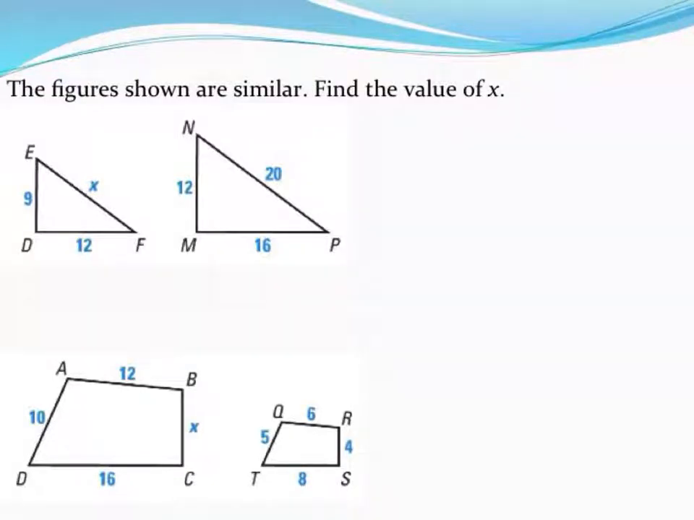We're told that the figures in these two examples are similar to each other, so we can use proportions to find a missing side. The first thing that we'll want to do is identify what our scale factor is. So we'll need to find two sides that match up and both have numbers on them.